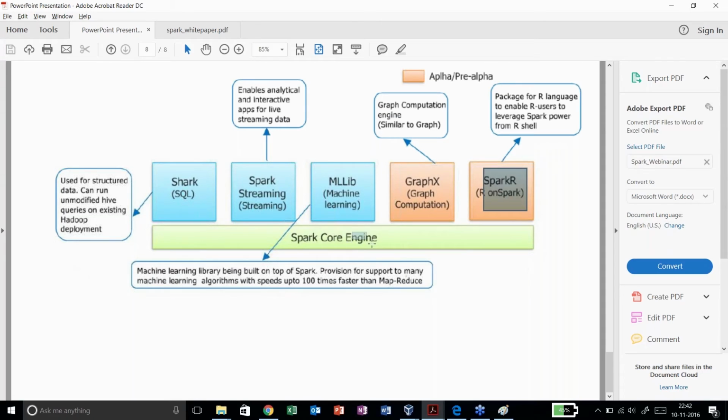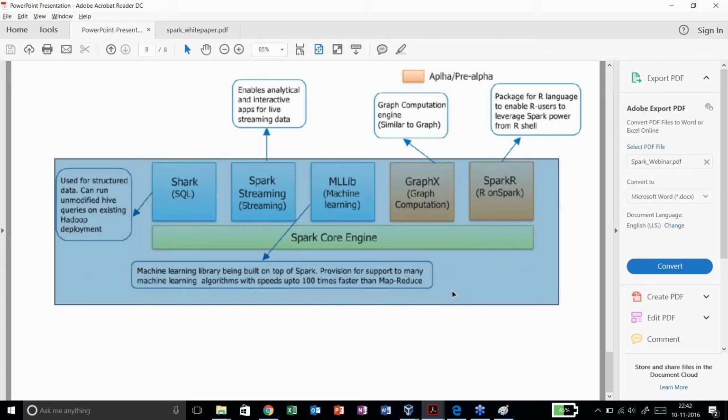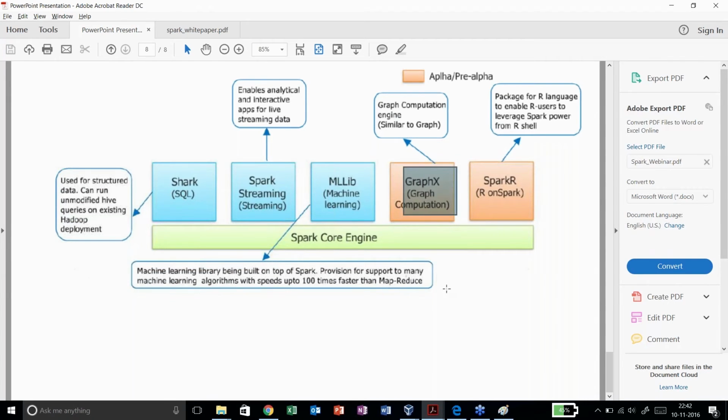And for that, there is a SparkR component developed so that data scientists can write an algorithm in R and integrate it with SparkR to leverage the parallel processing benefit. They also have a graph library for graph processing systems like Facebook Friends Network and LinkedIn Friends Network. So this is what Spark provides, and this is the advantage of Spark.